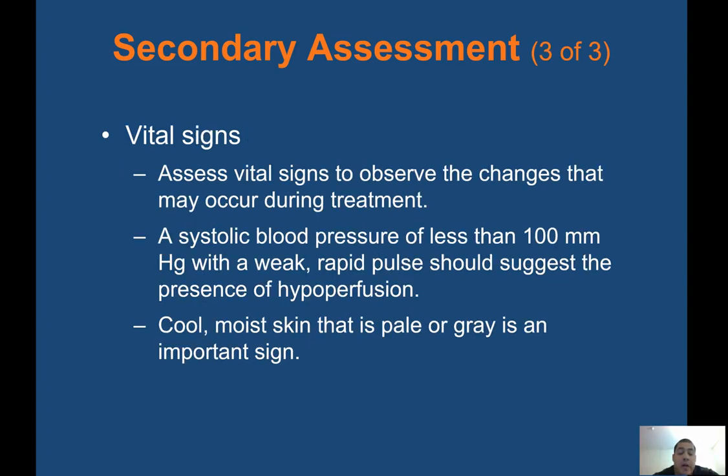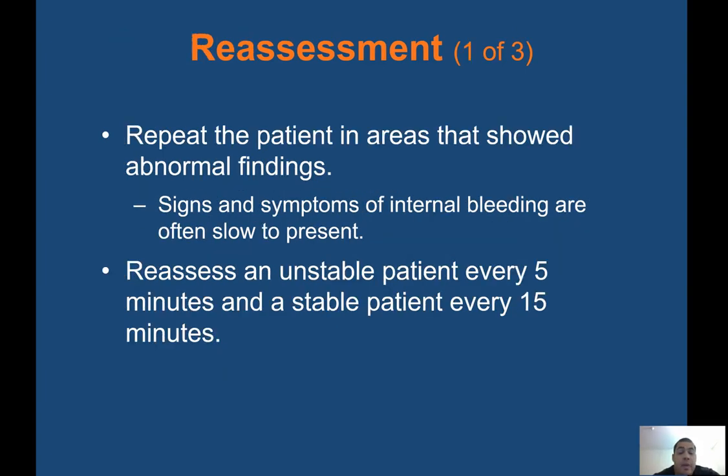So, vital signs: assess vital signs to observe the changes that may occur during treatment. A systolic blood pressure of less than 100 millimeters with a weak, rapid pulse should suggest the presence of hypoperfusion. So the patient probably has a bleed somewhere, either external or internal. Cool, moist skin that is pale or gray is an important sign. Repeat the assessment in areas that showed abnormal findings. Signs and symptoms of internal bleeding are often slow to present. Reassess an unstable patient every 5 minutes and a stable patient every 15 minutes.